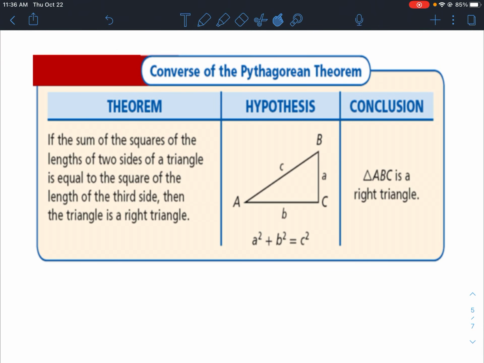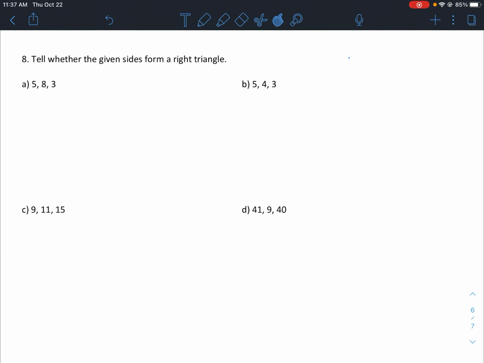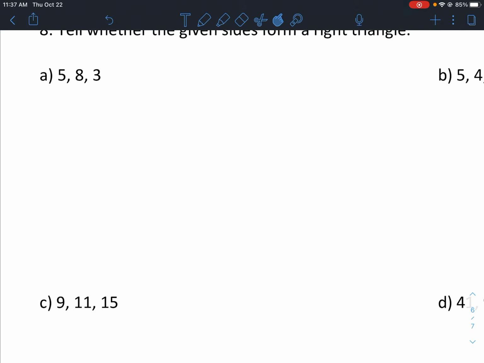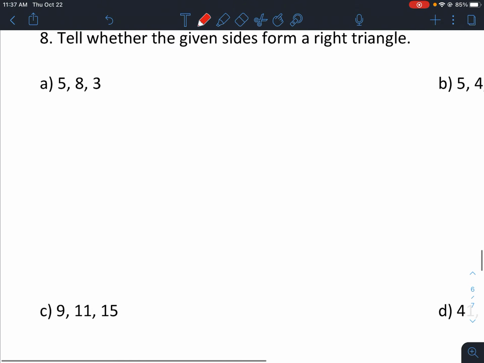All right, the converse of the Pythagorean theorem is basically the same thing. It's going to give us three numbers, and we're going to figure out whether those three numbers are the sides of a right triangle or not. To do that, you simply check the Pythagorean theorem and see if it works or if it doesn't. The big key here is you have to make sure you put the biggest number by itself, because remember, our hypotenuse is the biggest side. So in problem A, when you set up the Pythagorean theorem, make sure that 8 goes by itself. It doesn't matter the order that 5 and 3 go in.